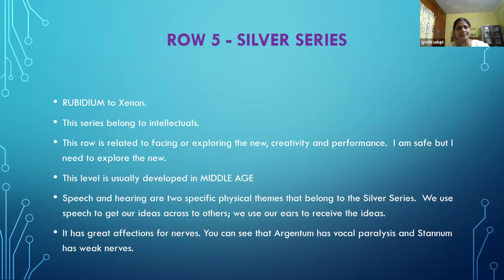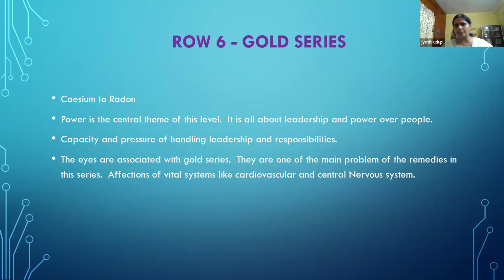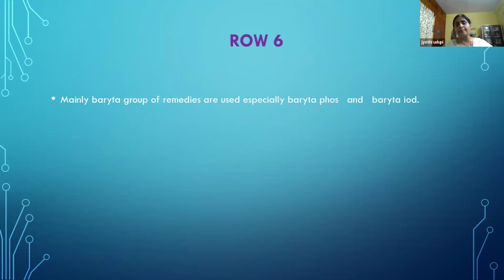Row 6, gold series, cesium to radon. Power is the central theme of this level. It is all about leadership and power over people, the capacity and pressure of handling leadership and responsibilities. The eyes are associated with the gold series. They are one of the main problems the remedies in this series address, along with affections of vital systems like the cardiovascular and central nervous system. Mainly the Baryta group of remedies are used, especially Baryta phos and Baryta iod in autism, from this row.